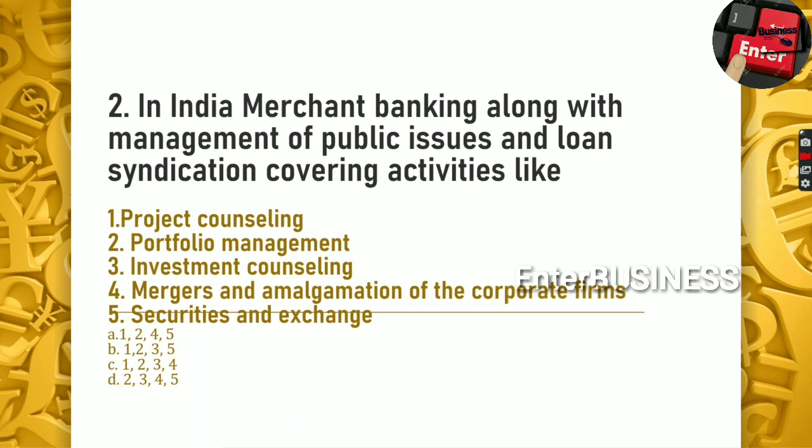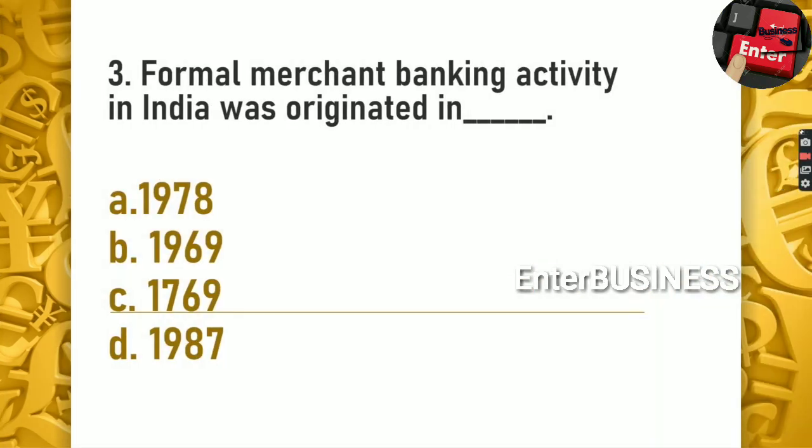So let's find which one is the correct one. The correct answer is option C, 1, 2, 3, 4. So project counseling, portfolio management, investment counseling, mergers and amalgamation of corporate firms. And the next one is, former merchant banking activity in India was originated in dash. Find the year. Option A 1978, option B 1969, option C 1769, option D 1987. The correct answer is 1969.